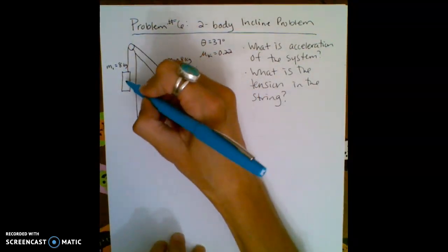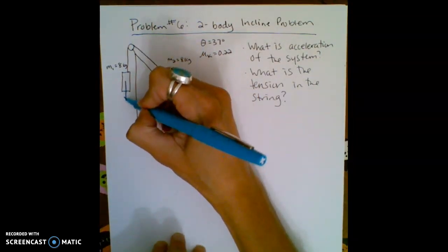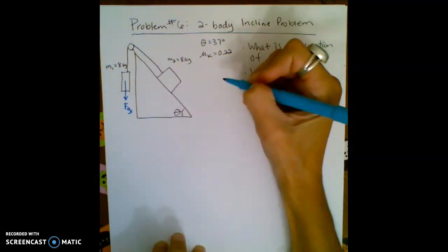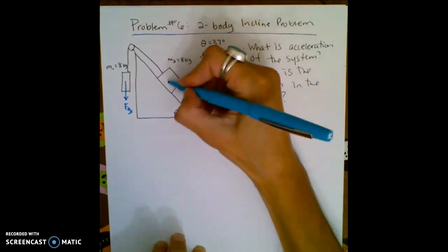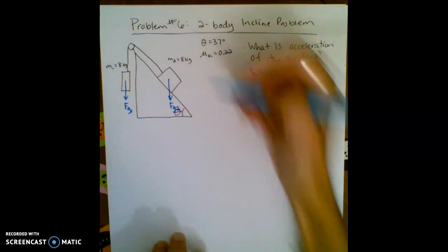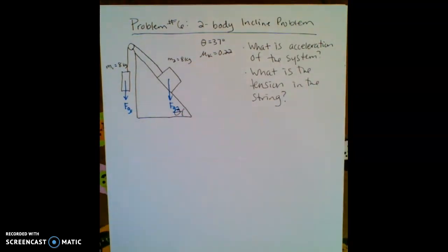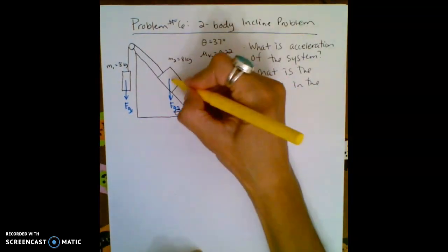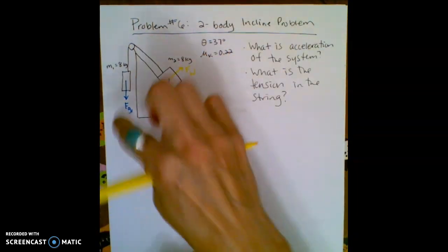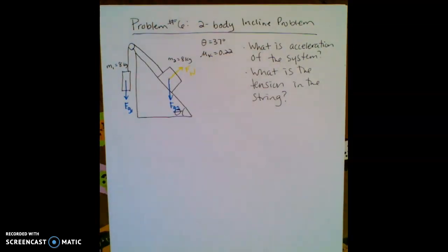So I'm going to give them specific labels. So over here, because I call this mass 1, I'm going to call this FG1. And over here, because I call that mass 2, I'm going to call this one FG2. Okay, and then we have a normal force on the incline, perpendicular to the surface. No normal force over here because that's not on the surface. Okay. We have tension in the string.